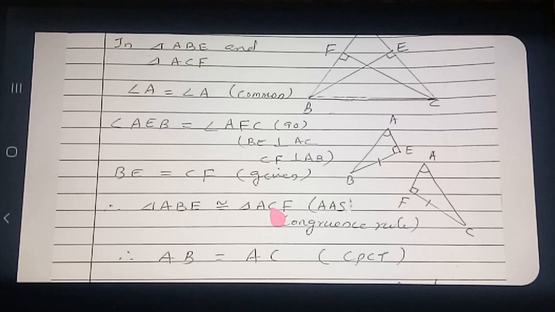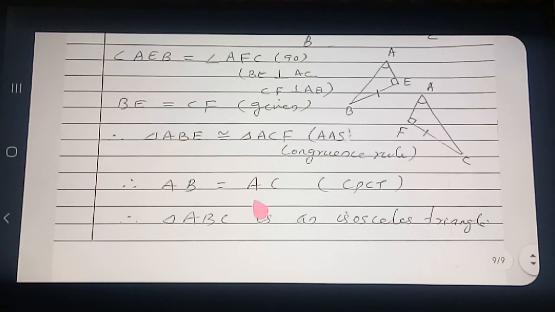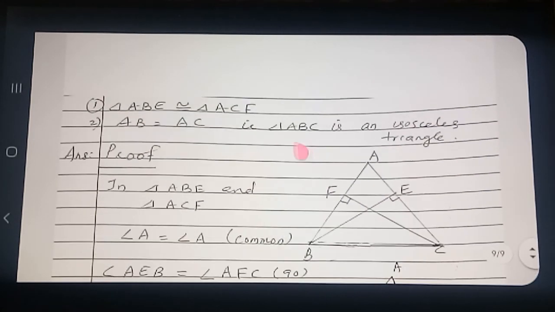Here AB and AC are in the correct position, same position. Therefore, we are writing AB and AC equal. What's the reason we are writing? CPCT. Okay. Therefore, what can you say? AB equal to AC, so what can you say? Triangle ABC is an isosceles triangle. That only was asked in your question also. Triangle ABC is an isosceles triangle.